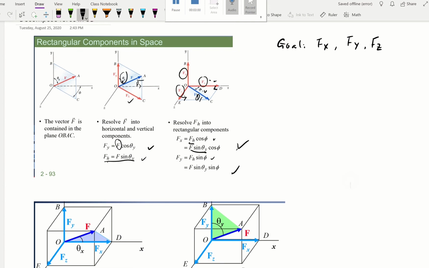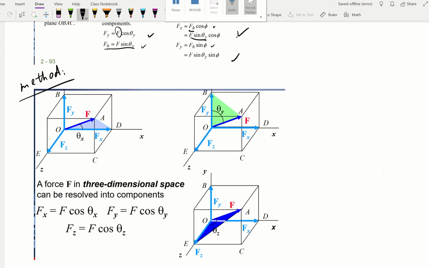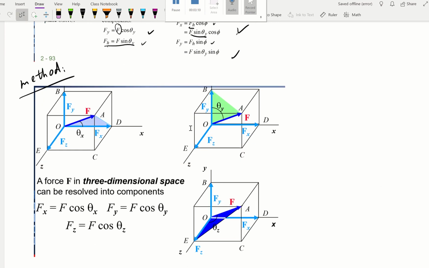So now we're going to get into the most universal method. It's right here. Now let's look at this force again. This OA force F is going to be projected to Fx, Fy, Fz, and then they are projected to this cube.